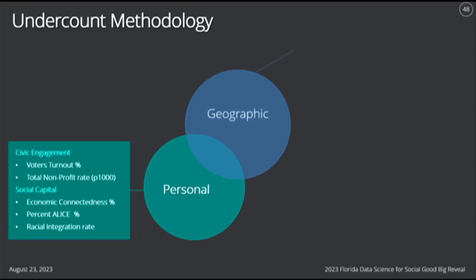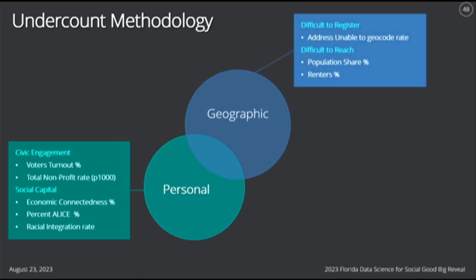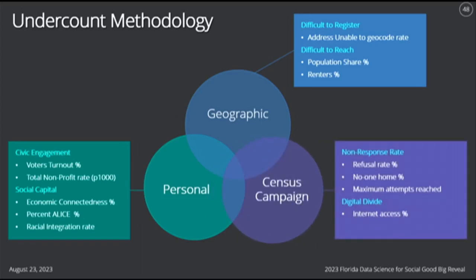Our second dimension is the geography dimension. In this, we look into two things: difficult to register and difficult to reach. You can think of something like mobile homes or newly constructed homes, which might not be registered, and the census workers might not be able to reach them, and the chances of them not being counted are high. Finally, our third dimension focuses on census campaigning. Here, the two main things are non-response rate and digital divide.